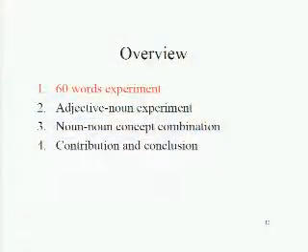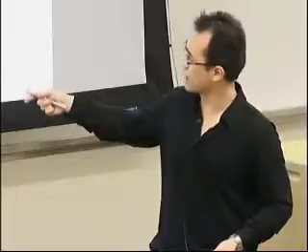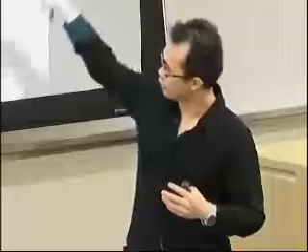So this is a lot like moving away from a magic trick, like which car you pick. It's more like looking into a crystal ball. What can we actually tell that you are thinking about? The overview of the talk today: I'm going to talk about three brain imaging experiments that helped me to answer these questions. First of all, the 60 words experiment, then an adjective-noun experiment, and a noun-noun concept combination experiment. So the talk will be focused on these three experiments.